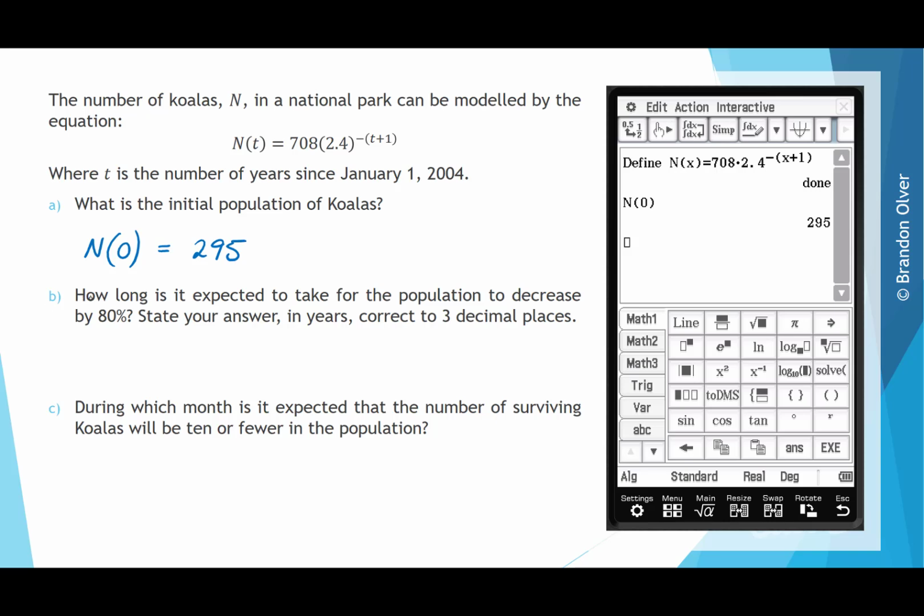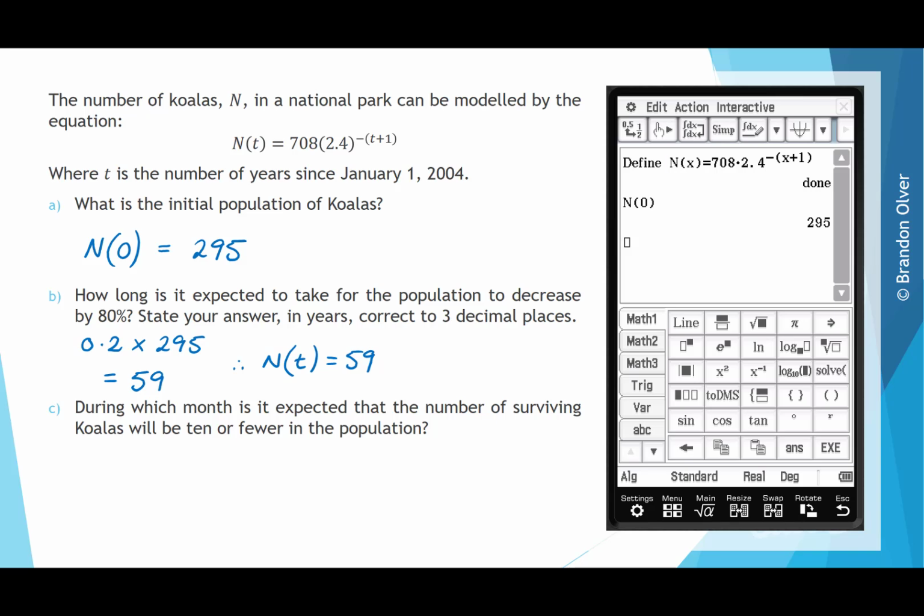For part B, we're asked how long is it expected to take for the population to decrease by 80%. State your answer in years correct to 3 decimal places. If the population decreases by 80%, that's the same as having 20% of the population remaining. So if we calculate 0.2, which is 20%, times 295, which is the initial population, we find that is equal to 59. Therefore, we want to solve the equation n of t is equal to 59.